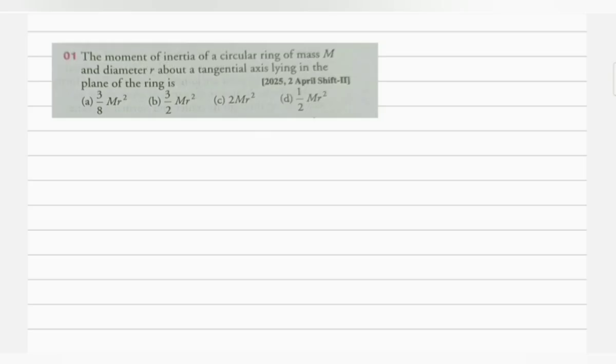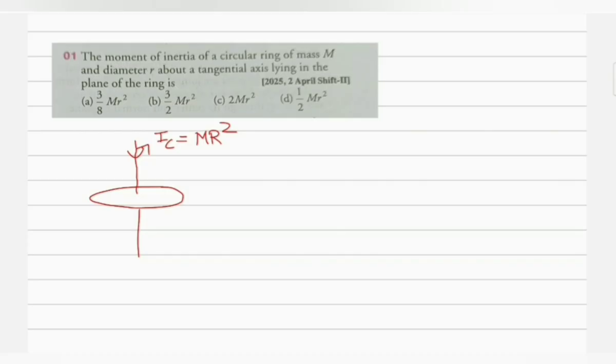This question came in the 2nd April shift 2, 2025 JEE Mains examination. Now students, it's about a ring. Let me draw that ring for you. All right, we all know at this level that the moment of inertia about the central axis, Ic, will be mr square. Yes sir, no sir? For a ring, the moment of inertia about the central axis will be mr square.